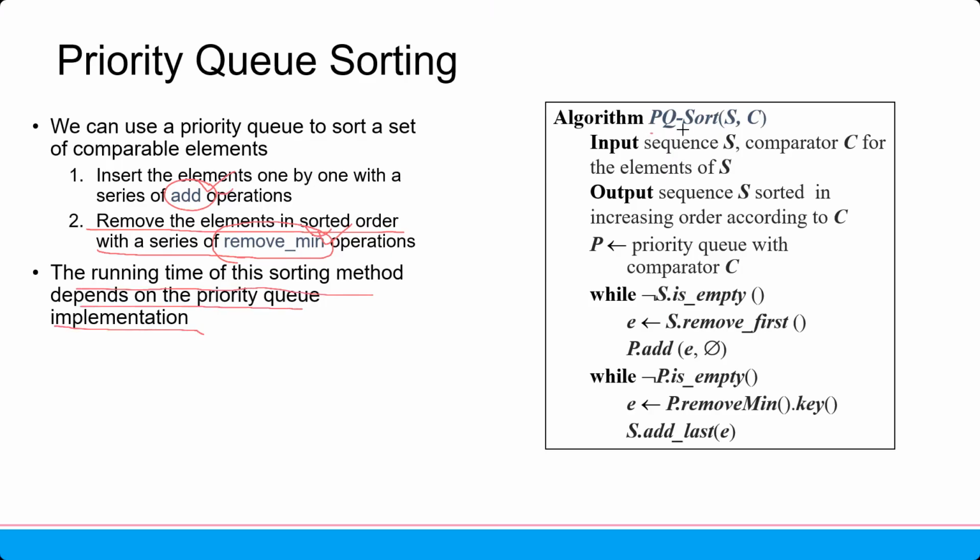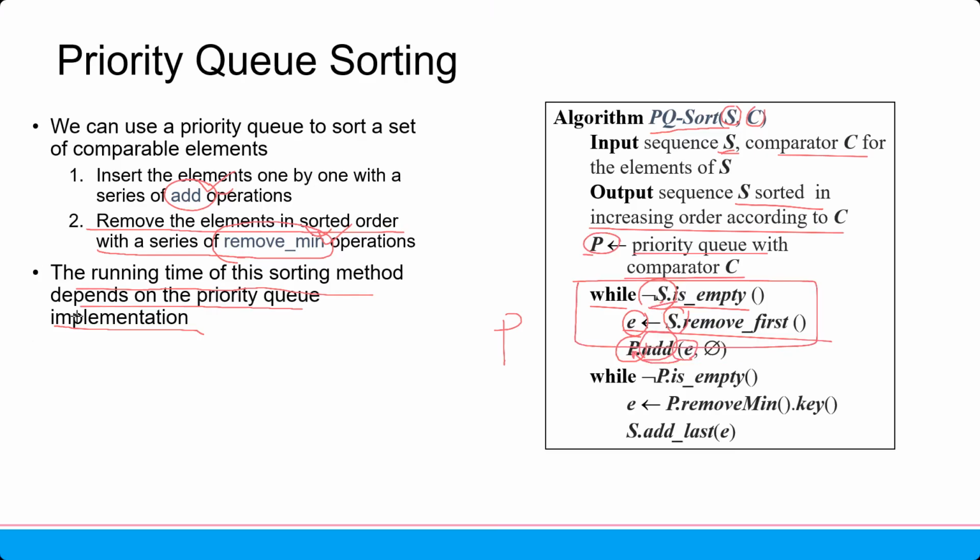For example, if we use the priority queue sort, we have a sequence S and we have a comparator C. So the output will be the sequence S sorted in increasing order according to C. P is the priority queue with comparator C. While S is not empty, remove from S and put it into the object E. And then we put E into P, until the sequence is empty.